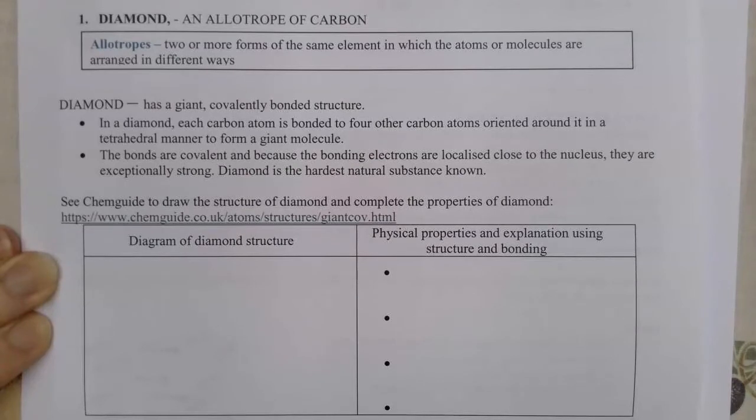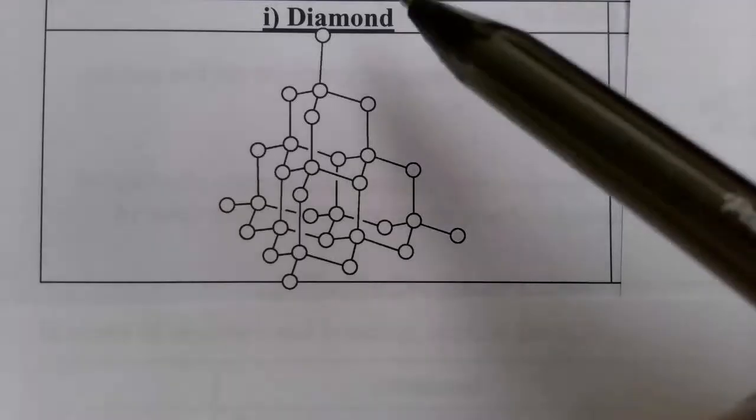It has a very high melting and boiling point because in this case I have to overcome strong covalent bonds within the structure, not weak intermolecular forces between the molecules. There are no molecules of diamond. So there's my structure of diamond.